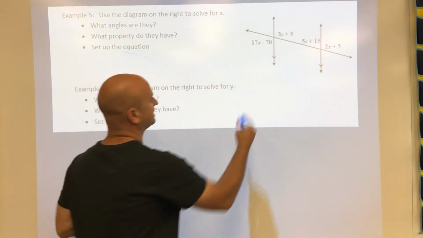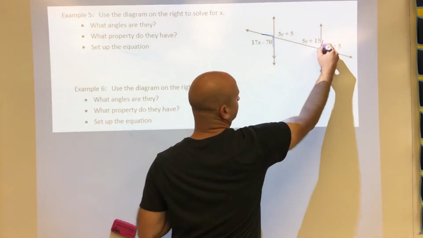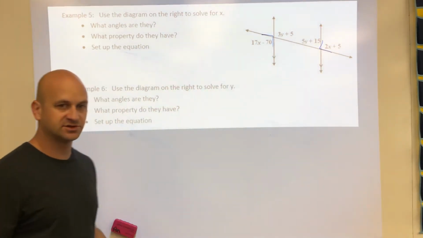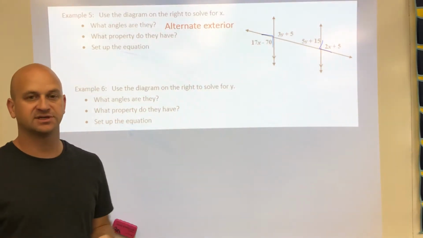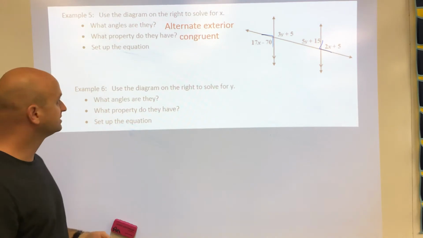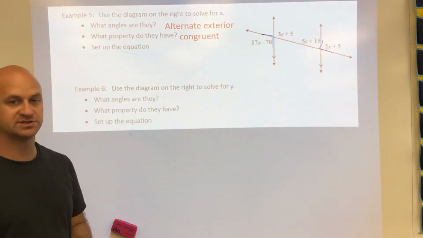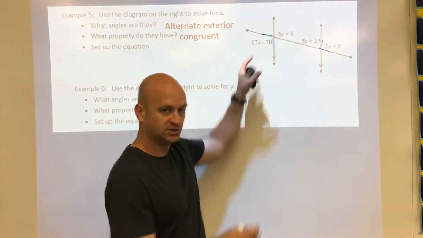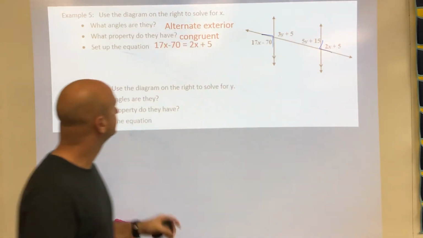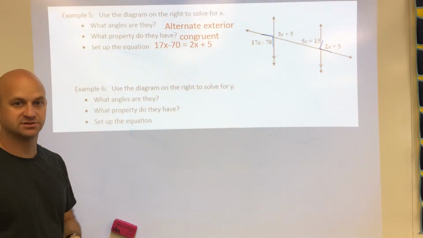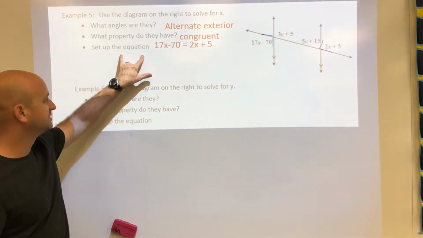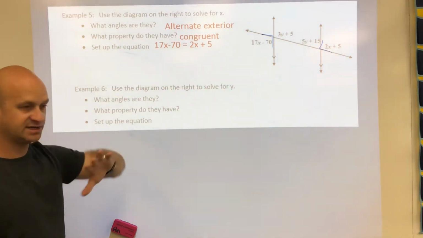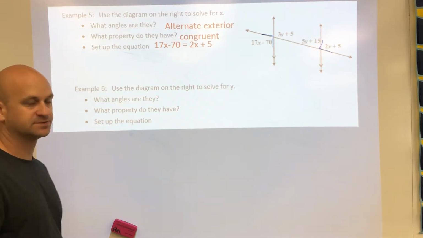So if we're trying to find x, x is this angle and this angle here. So what types of angles are those? Those are going to be alternate exterior. What property do alternate exterior angles have? They're going to be congruent. So because they're congruent, we can set up the equation that this angle would equal the other angle. And so we have our equation. Right? This process of what it is, what property does it have, and then setting up the equation applies to almost every lesson we do in this course.